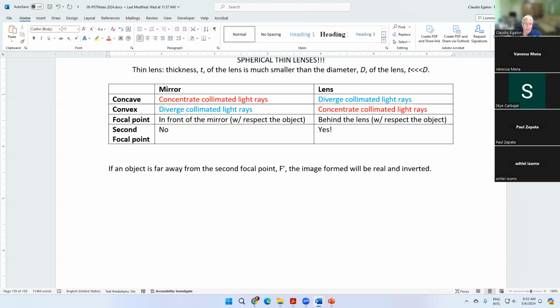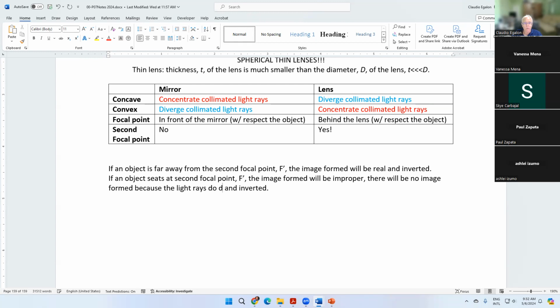Now, if an object sits at the second focal point, the image will be, we call it improper. There will be, in other words, no image formed because the light rays do not intersect each other.